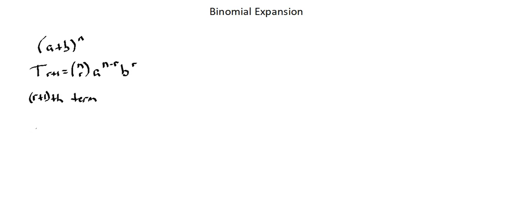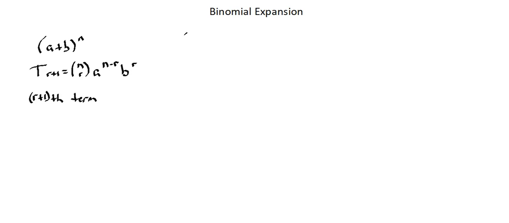So notice that in the general rule we'll need to input r in 3 different places. It's important to understand that when we're looking for a particular term in a binomial expansion, the r value is going to be 1 less than the term number that we're looking for. Now let's look at 2 examples.